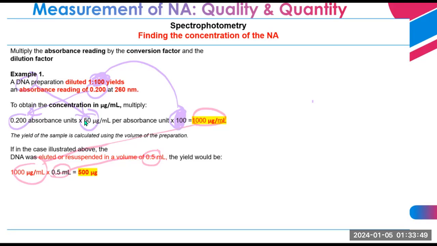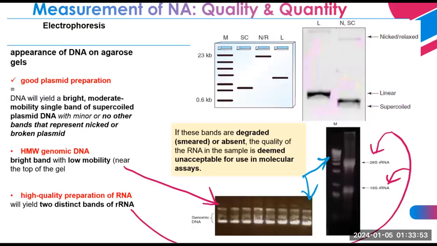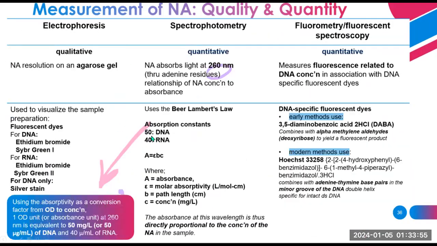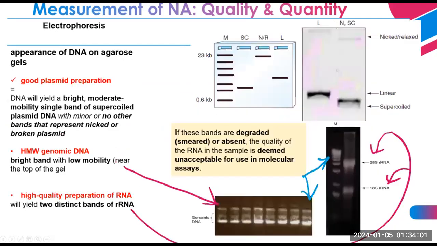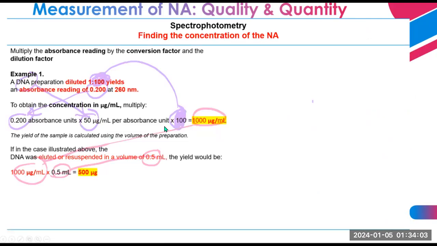Why 50? Because remember, 50 for DNA. See? Absorption constants: 50 for DNA, 40 for RNA. And then multiply by 100. Why? Because that's the dilution. Diluted 1:100, so 100 times. So the answer is 1000 µg per ml.